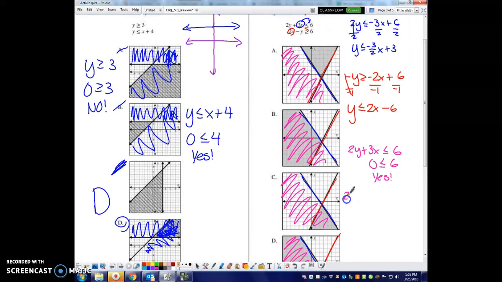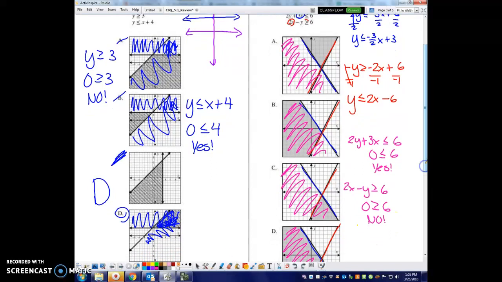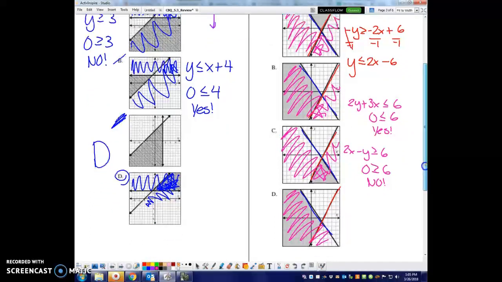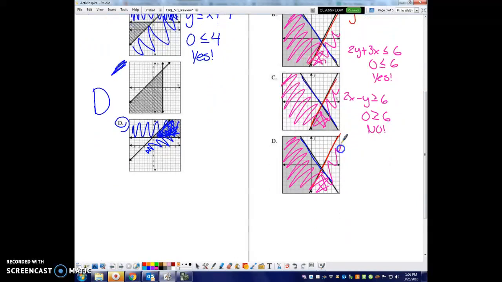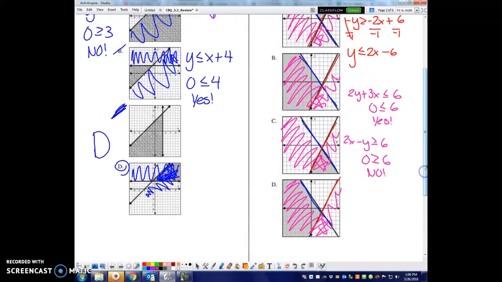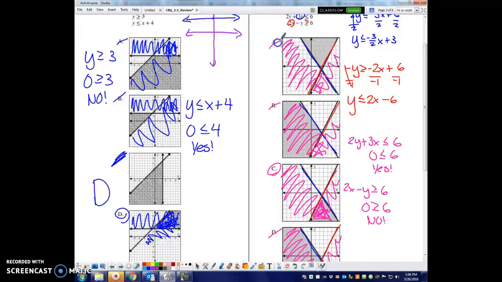So we have 2x minus y greater than or equal to 6. So 0 is greater than or equal to 6. Is 0 greater than 6? No. For the second line, we do not shade 0, 0. So we should go this way. Okay, so we're looking where they both cross. They both cross here in this section. So C is our answer. Okay, next page.